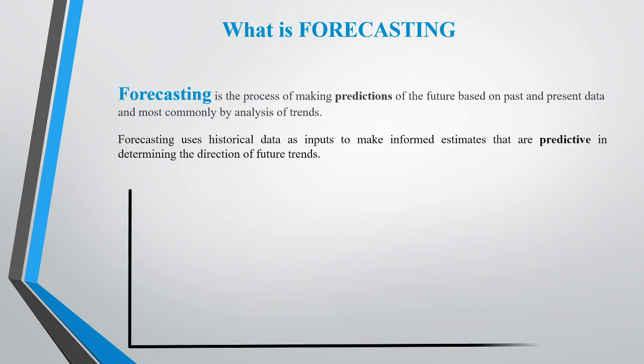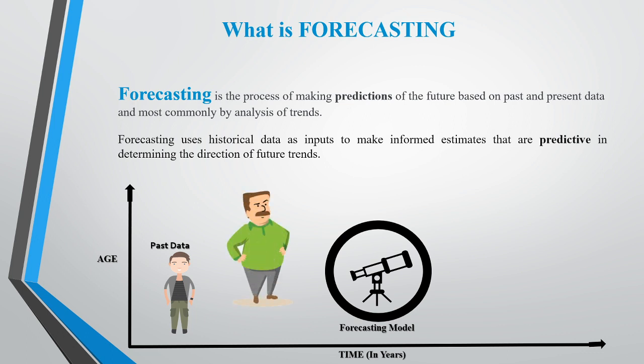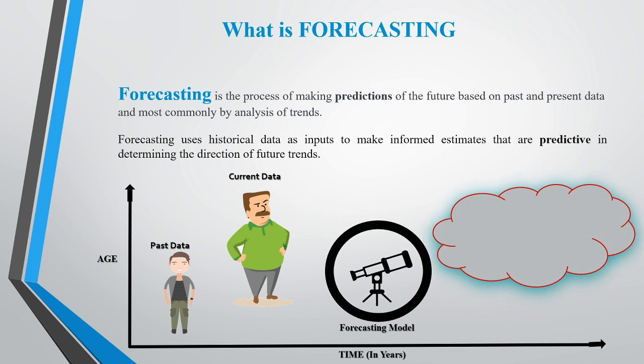Think of a scenario where we have an x-axis and y-axis, and on the y-axis we have age and on the x-axis we have time. On the behalf of time, we want to find how the age of a person is increasing. So we have created a forecasting model, and that model wants as input your past data and your current data. On the behalf of it, it will be taking insights from the past and current data and will be telling you how your future data will be.